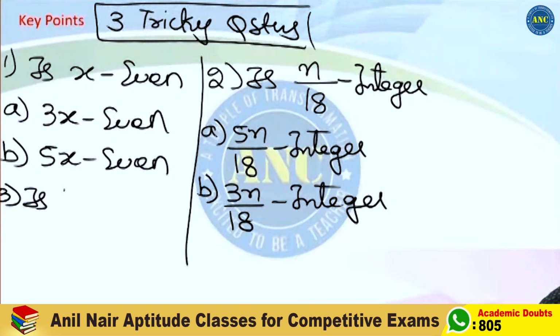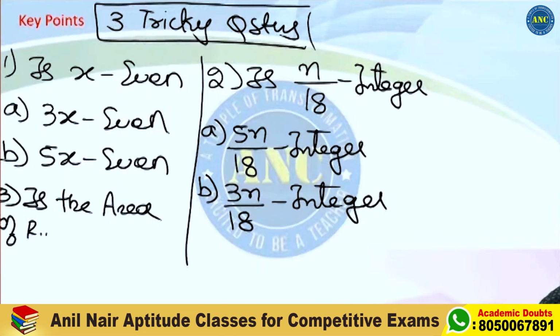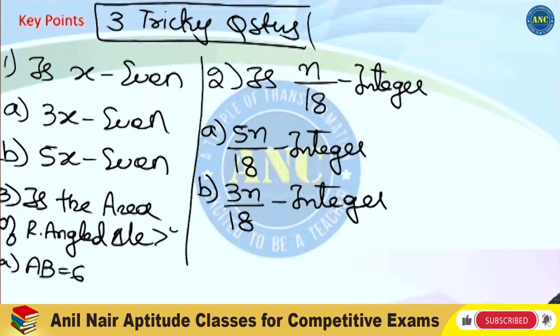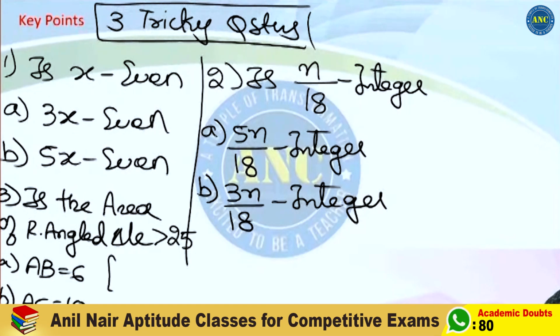Third one: is the area of the right-angled triangle greater than 25? AC is equal to 10. Angle B is 90 degrees.